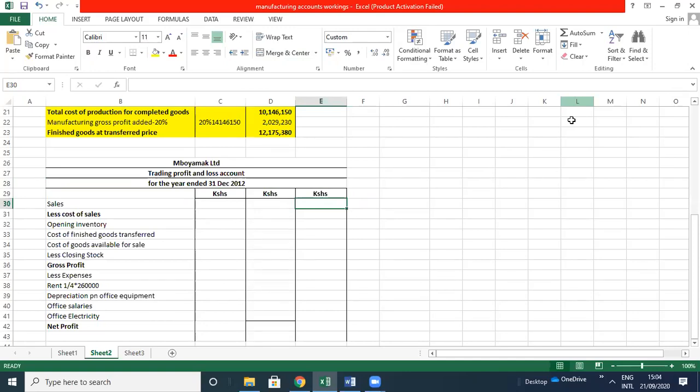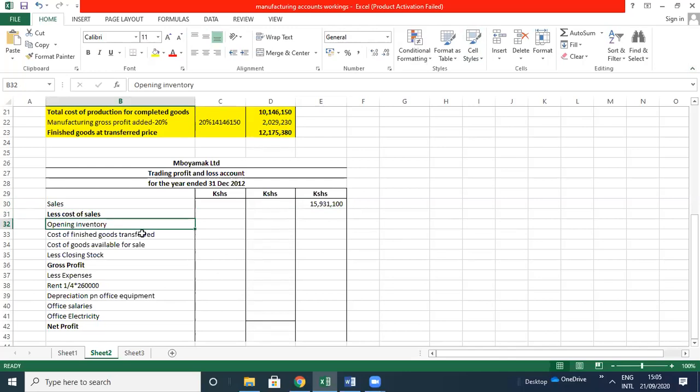The figure is 15,931,100. Then we less cost of sales. Here we've not been given net return outwards or return inwards, and therefore we go to the next item, which is the less of cost of sales.